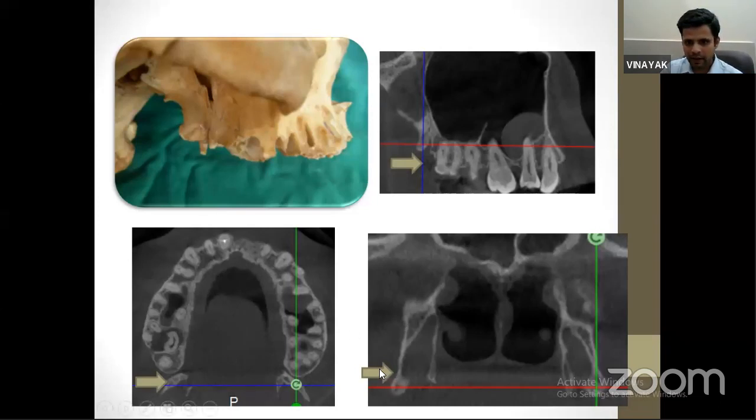These are the pterygoid plates, the arrow now which is showing. So this is the lateral pterygoid plate. This is the medial pterygoid plate. And even in this axial section, this arrow is showing the lateral pterygoid plate. This is the medial pterygoid plate. And this is from the sagittal section here.